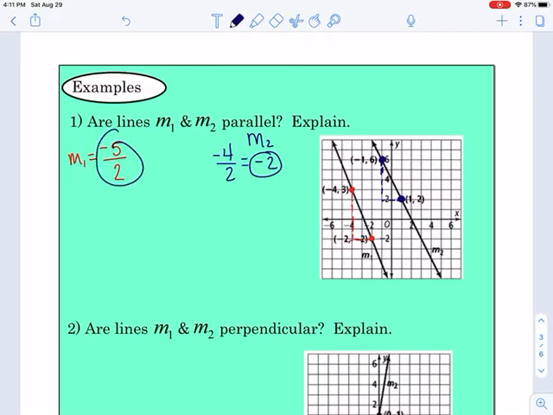If I look back over here, again, parallel lines have to have the same slope, therefore these are not parallel. And I'll use the symbol of parallel just to be lazy. Okay, and why, they do not have the same slope.